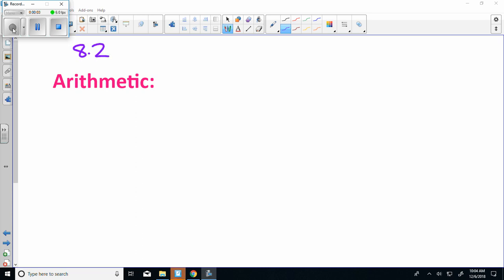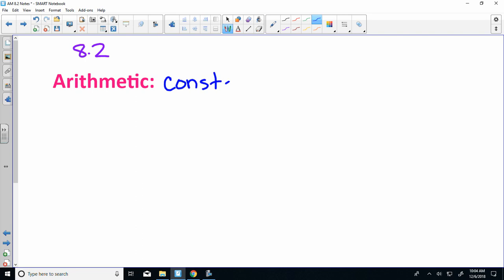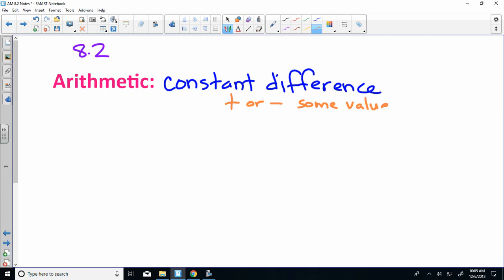All right, in this section, 8.2 deals with arithmetic sequences and series. In an arithmetic sequence or series, there is a thing called a constant difference, which means you're either adding or subtracting some value to get from one term to the next in the sequence.